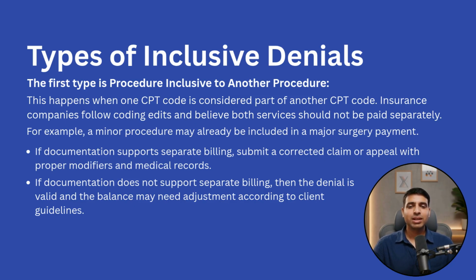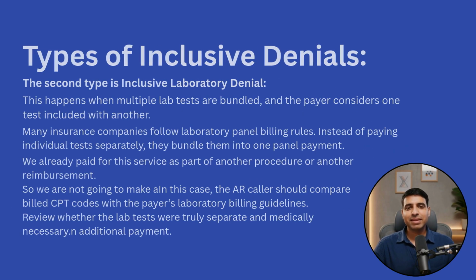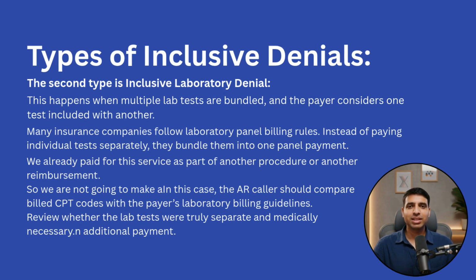Also review provider documentation carefully to confirm whether the services were actually separate and distinct. If documentation supports separate billing, submit a corrected claim or appeal with proper modifiers and medical records. If documentation does not support separate billing, then the denial is valid and the balance may need adjustment according to client guidelines. The second type is inclusive laboratory denial.